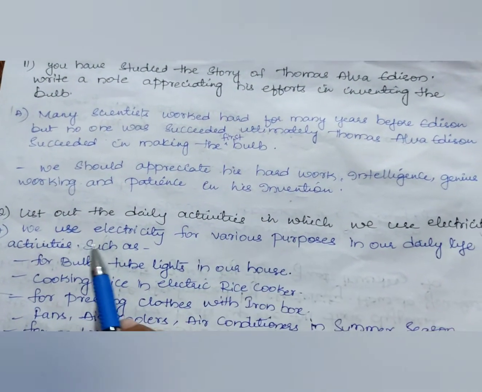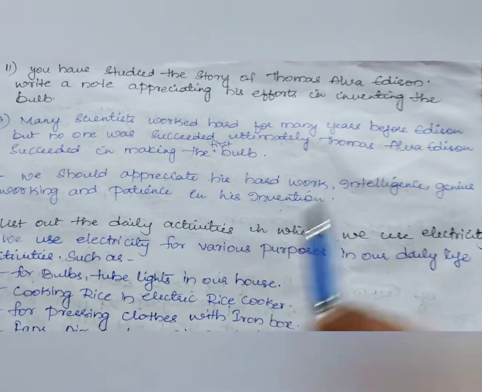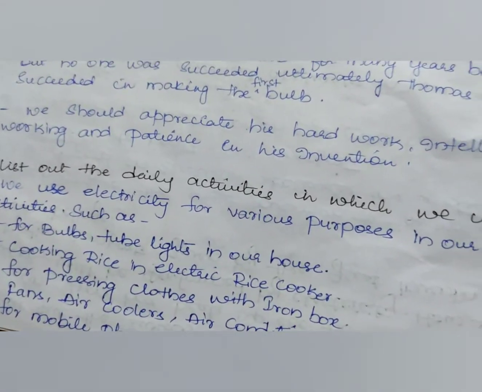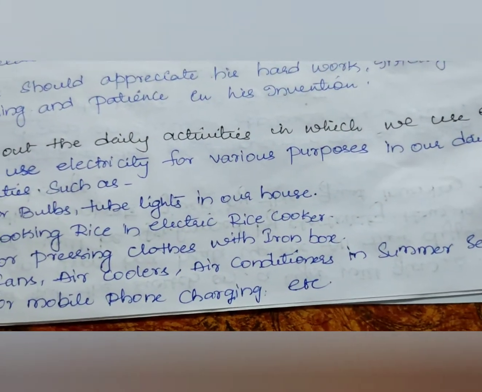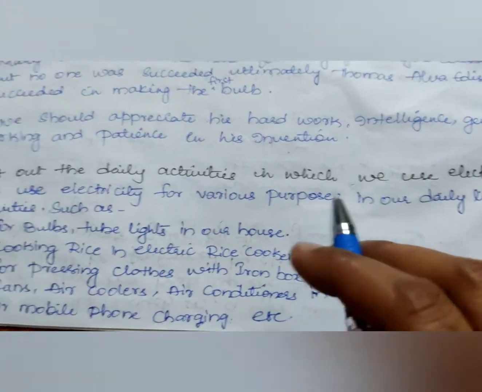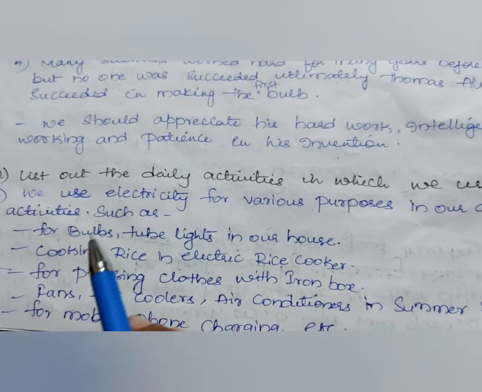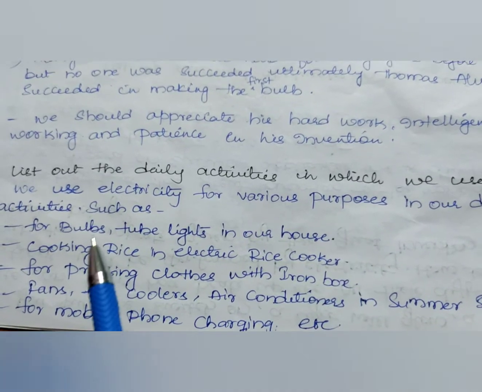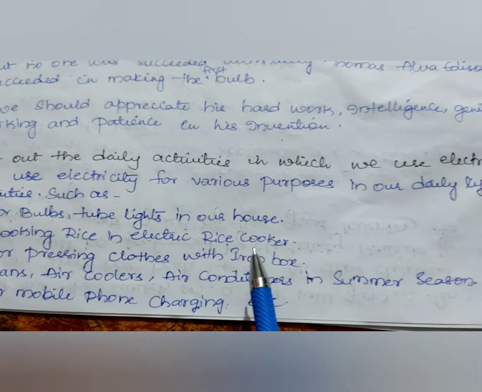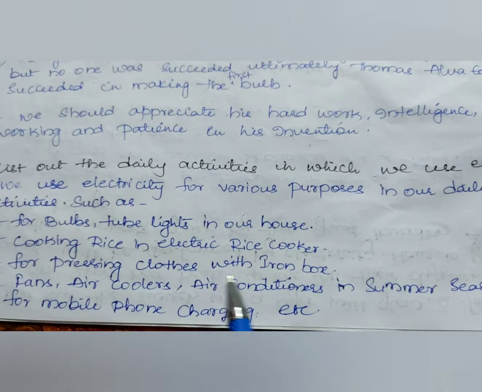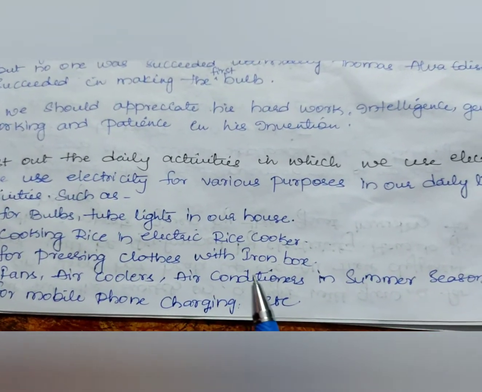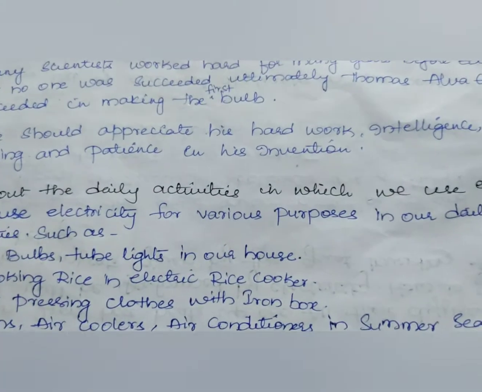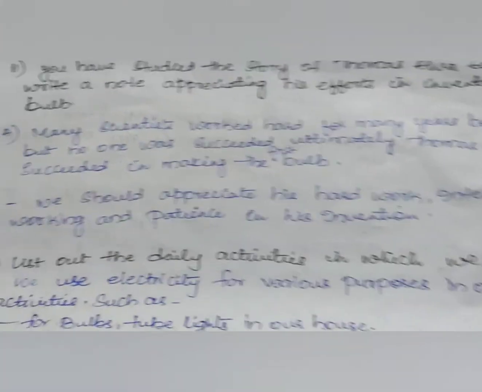Next, 12th one. List out the daily activities in which we use electricity. We use electricity for various purposes in our daily life. Activities such as glowing of the bulbs, tube lights in our house, and cooking rice in electric rice cooker, pressing clothes with iron box, fans, air coolers, air conditioners in summer season, mobile phone charging, etc. For different purposes we need electricity.